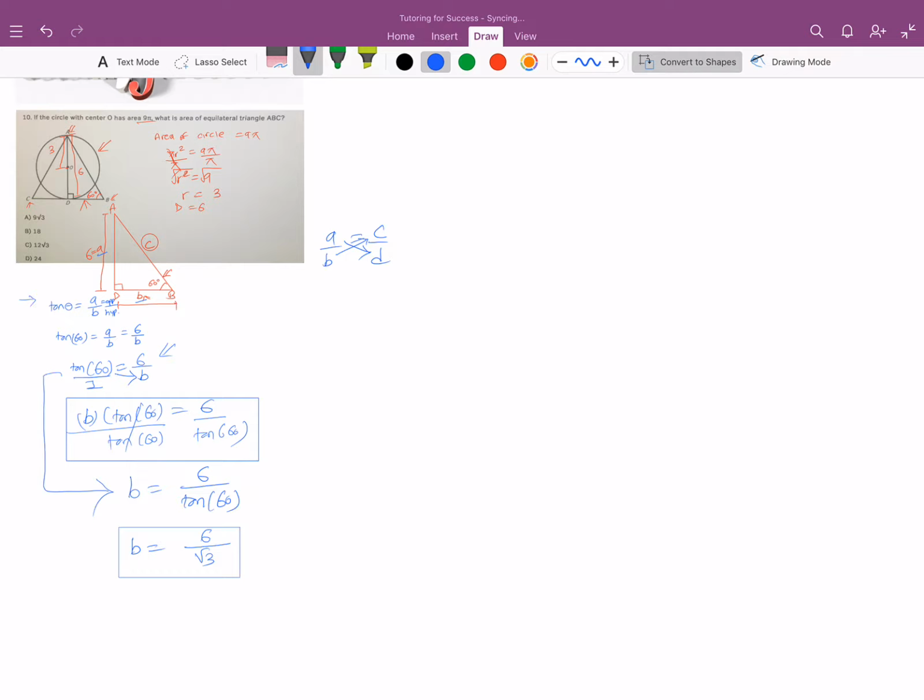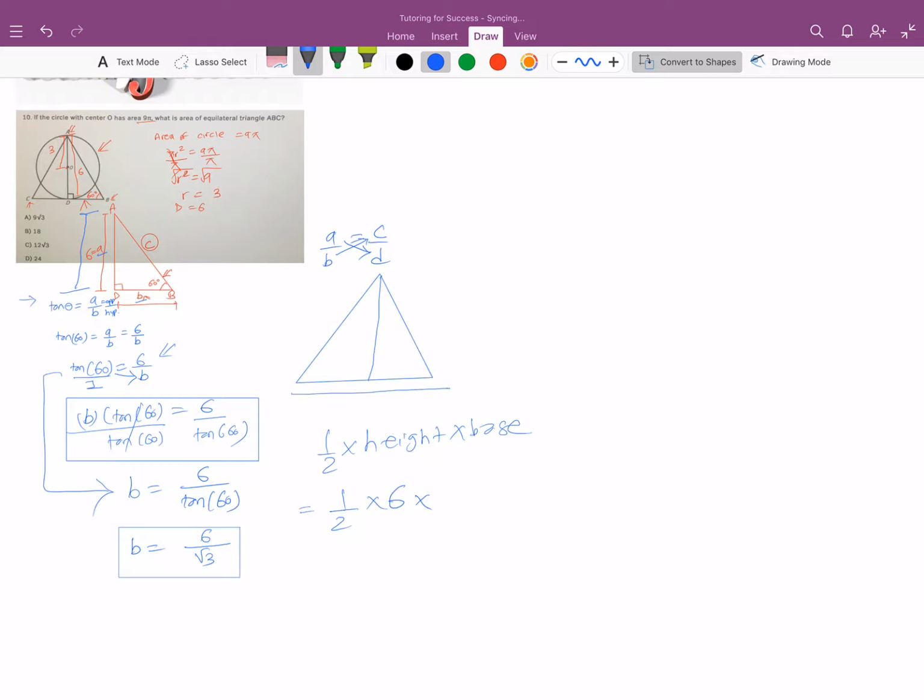I need to find the area of my triangle. So what is the area of a triangle? Let me draw a random triangle. The area of my triangle will be 1/2 times height times base, right? That's the 1/2 part of the formula. Height I already know. This is the height, which is 6.